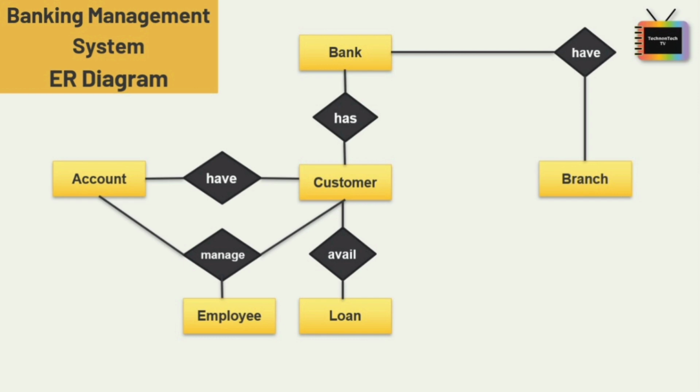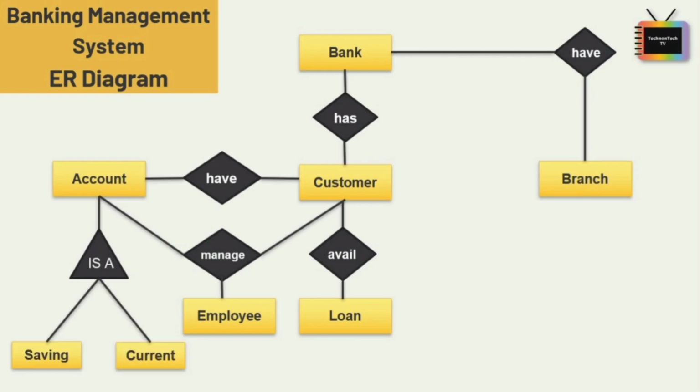And for account entity, I am adding specialization. Specialization is a top-down approach. In specialization, one higher level entity can be broken down into 2 lower level entities. So if you don't know about specialization and generalization concept, then I have added the video link in the upper right corner of your screen. So click on that link and watch that video first. So account can be saving account or it can be current account.